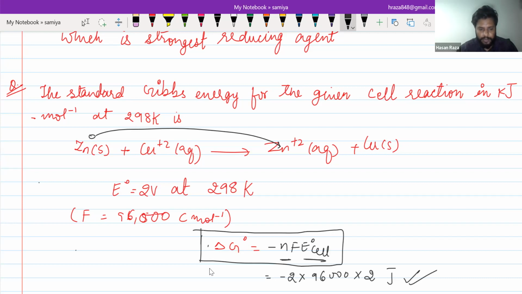Let me know when you are done with this. I'm changing my answer, it's minus 384. Just calculate it. It is only 3,84,000 joule. If you divide it by 1,000, you will get your answer. Divided by 1,000, you will get 384 kilojoule. Yes or no? Yeah. Okay.